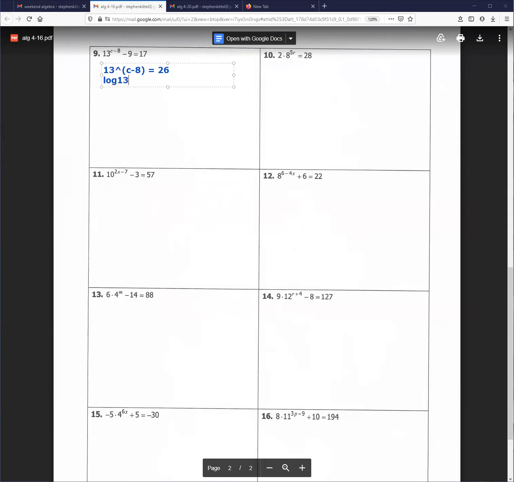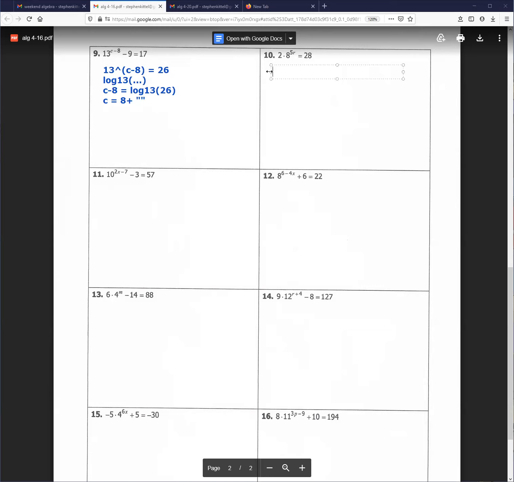Then we're going to need to do a log on both sides to get rid of the 13 to the. I'm not going to write all that out. It takes a while, but this is going to be log base 13 of 26 on the right versus c minus 8. And now we got to get rid of the 8. So 8 plus the same stuff from before.